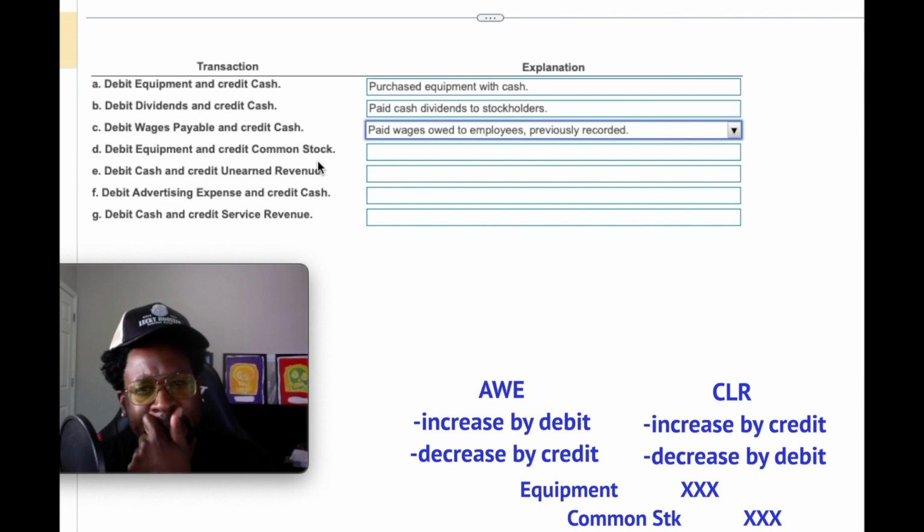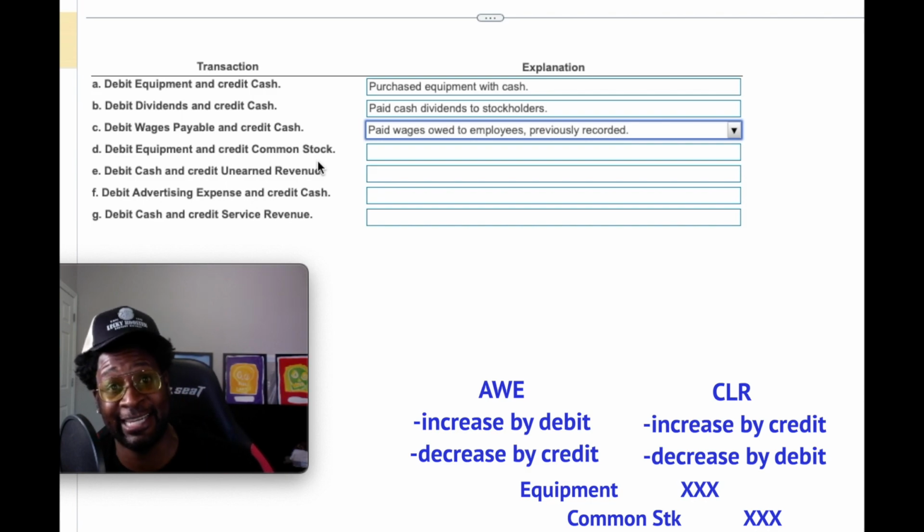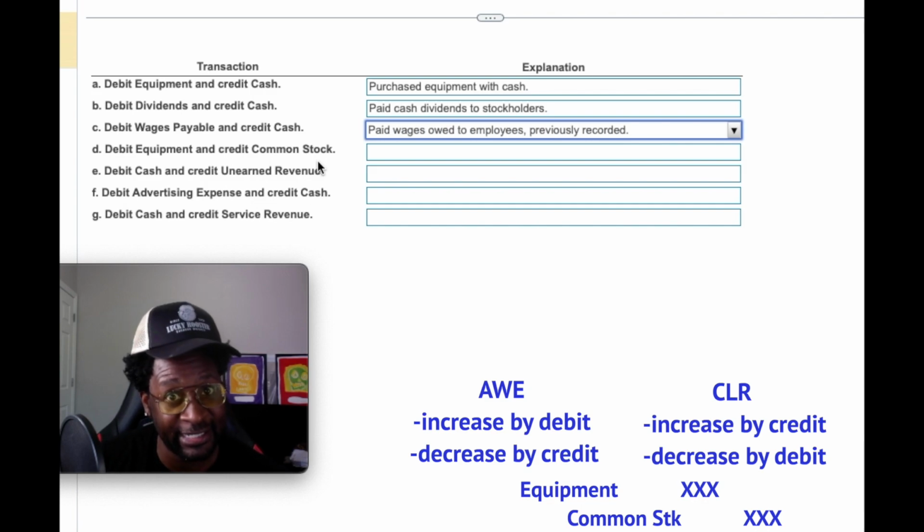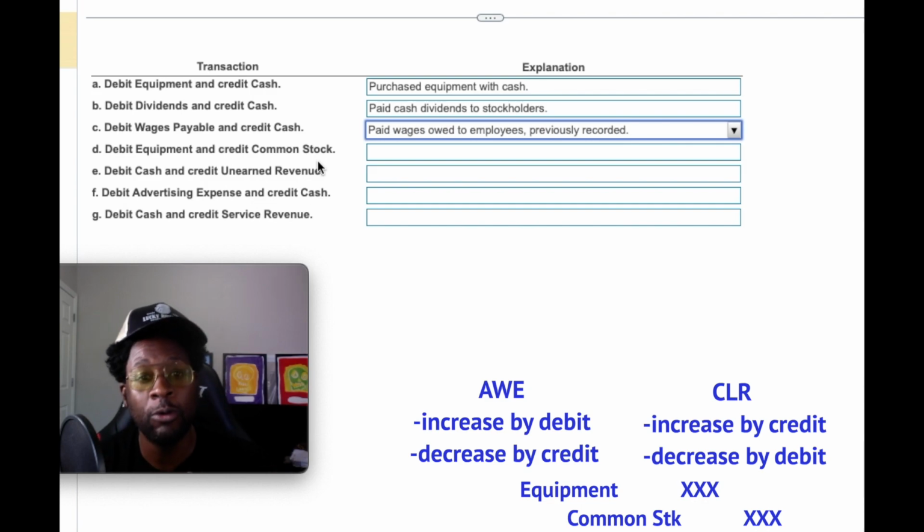What about common stock? Common stock is a part of stockholders' equity. And stockholders' equity is also known as capital, which brings it to the clear gang. And since it's in the clear gang and it's being credited, we know that common stock is increasing in the business.